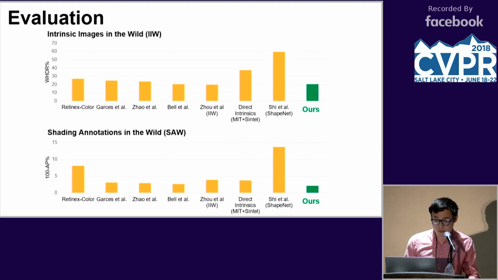We evaluate our approach on two standard benchmarks, IIW and SAW, which consist of images of real scenes with annotations created from human raters. In this plot, lower is better. Our predicted decompositions have competitive or even superior performance on IIW and SAW, even though our network was only trained on our Big Time dataset. Some of these prior methods use classical optimization techniques, while others use supervised learning approaches. Our method outperforms both types of techniques.